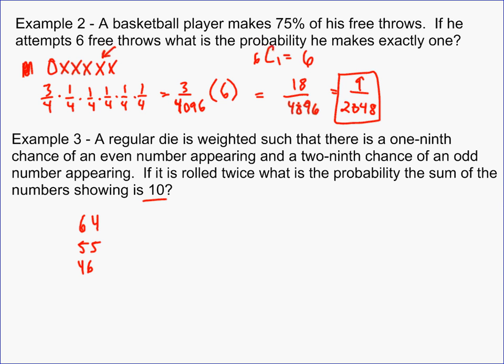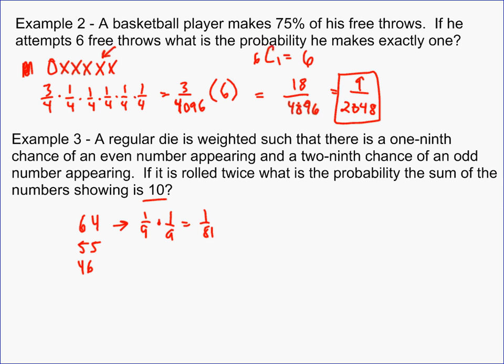So we can calculate the probability of each of these. The probability of getting 6, 4 are 2 even numbers, and the probability of getting an even number is 1/9, so it's going to be 1/9 times 1/9, which just equals 1 over 81. So that's the probability of getting a 10 with these weighted die, right? The probability of getting 6-4 on a non-weighted die would actually be 1 out of 36. All the different possibilities are 1 out of 36 if the die aren't weighted.